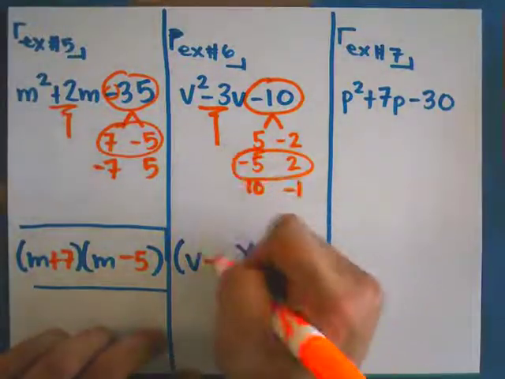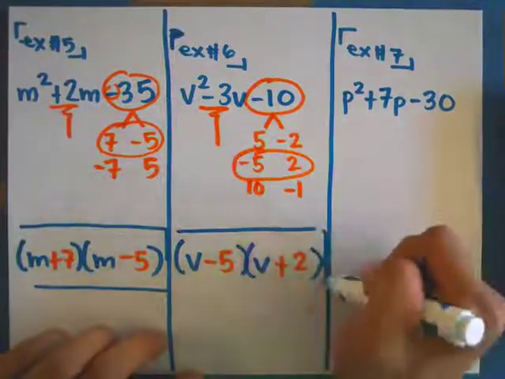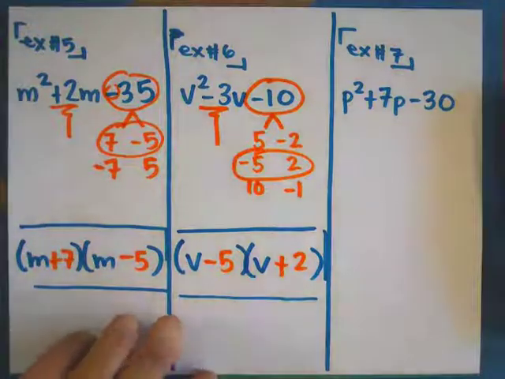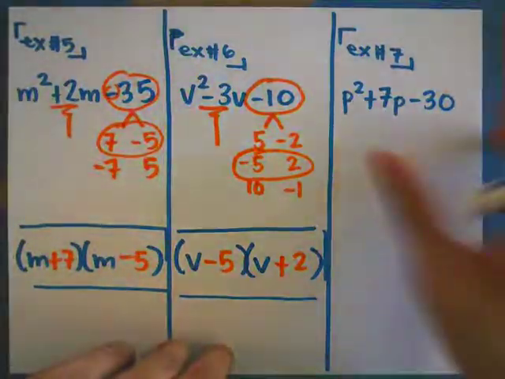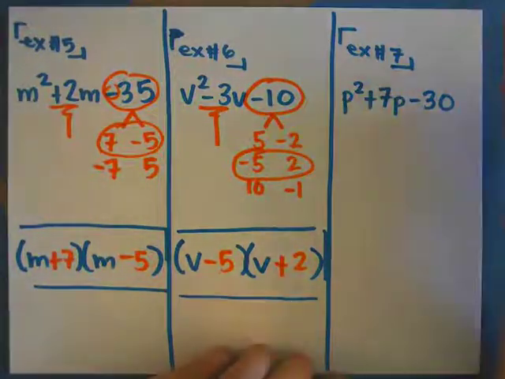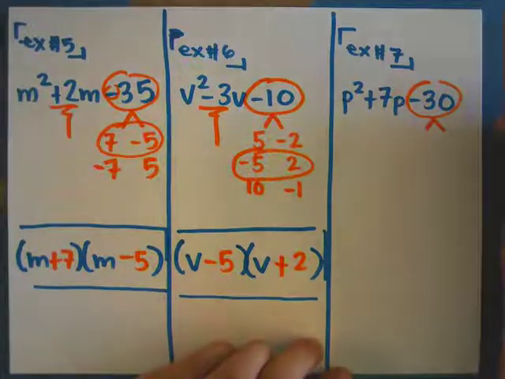So it's going to be v minus 5 and then v plus 2, because it's positive. Okay, last example for this part of the section, and then we'll go over a little bit more. Negative 30, the one pair I can think of right now is 6 times negative 5.